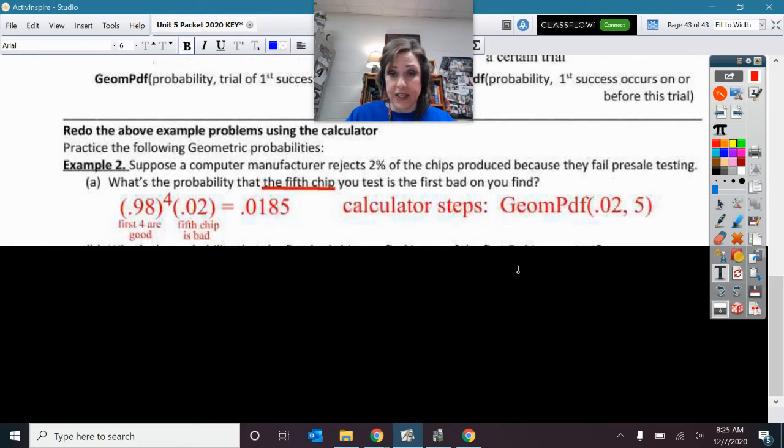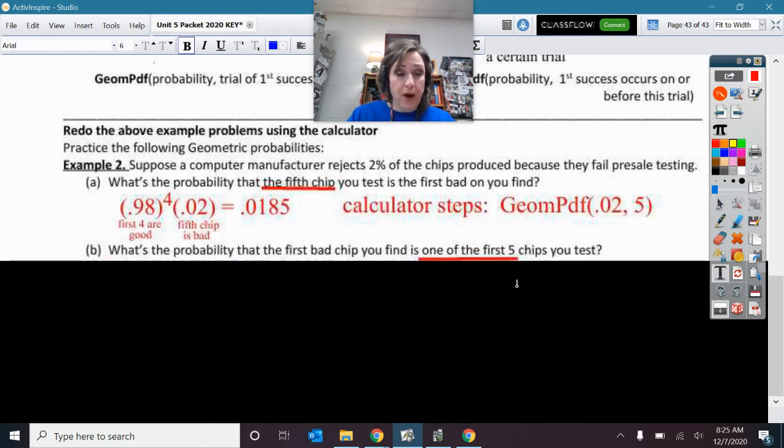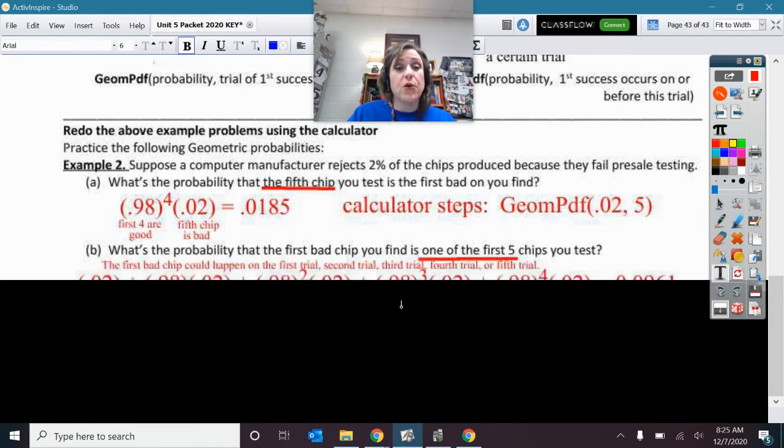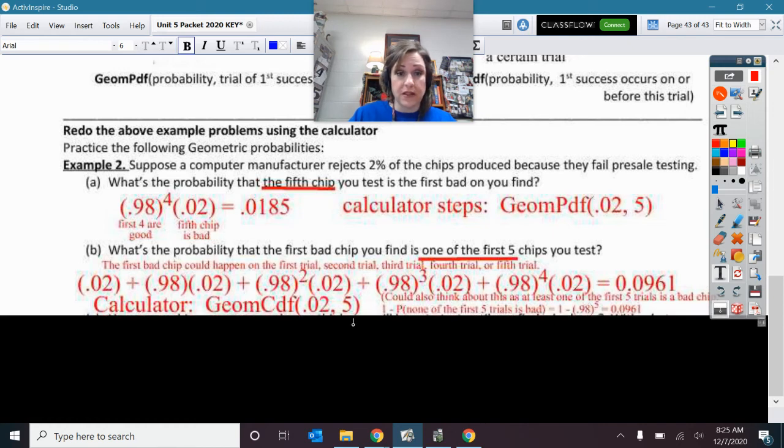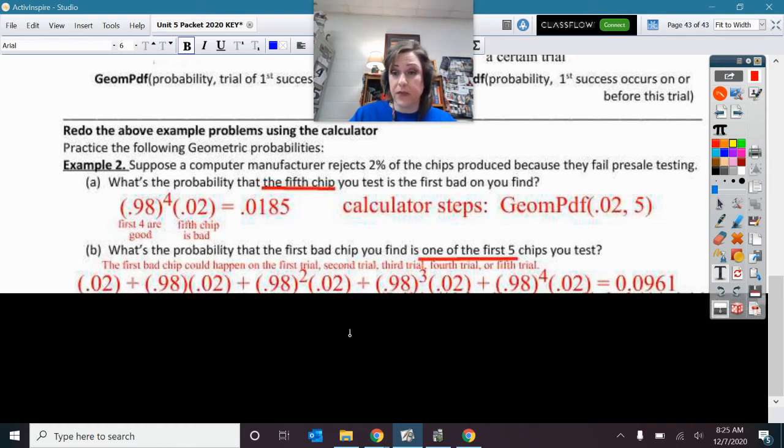So let's see here. What's the probability that the first bad chip you find is one of the first five chips you test? So we still have to show work. So here is the long way.